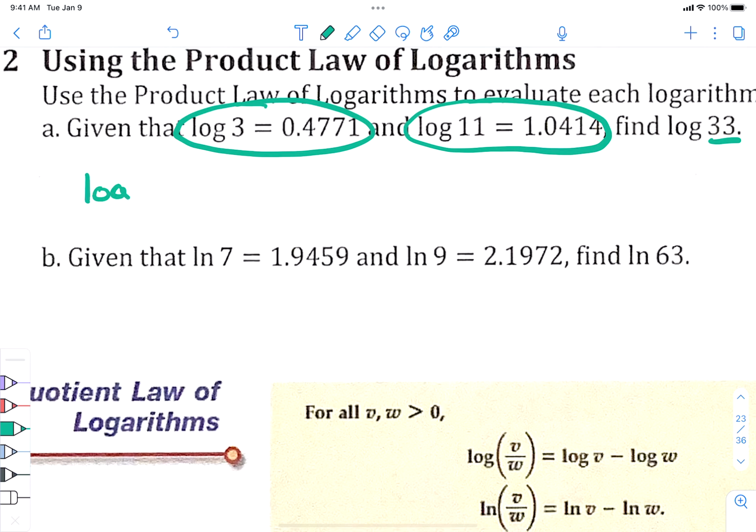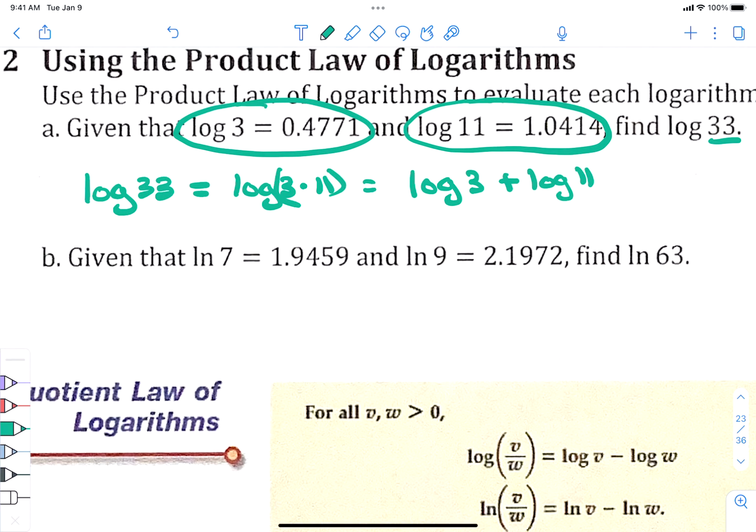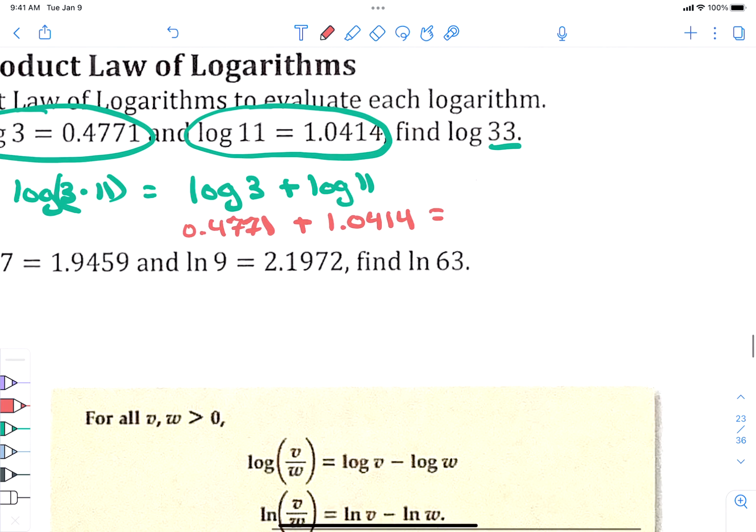Log of 33, we're going to write as log of 3 times 11, right? That's what 33 is. That's 3 times 11. But the rule above says that I can just break those down into log of 3 plus log of 11. When I split them apart, the logs go with them, right? 2 logs, and then when I join them together, you're multiplying and it becomes 1, right? So now I'm just adding those two things. Log of 3 is 0.4771 plus 1.0414, and you get something like, I don't know, 1 point, help me, 5?